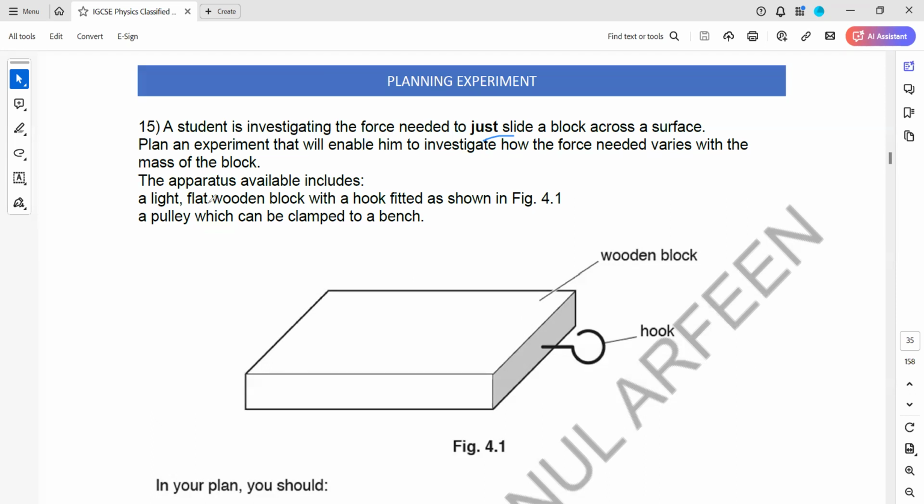The apparatus which is available: we have a light flat wooden block with a hook fitted on it, and we have a pulley which is clamped to the bench. Means a pulley is there in front of that, we can attach a string and then we can add a load here. That load which we add will be equal to the force. Like how much weight is added, that weight will be equal to the applied force.